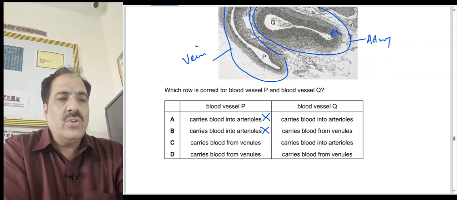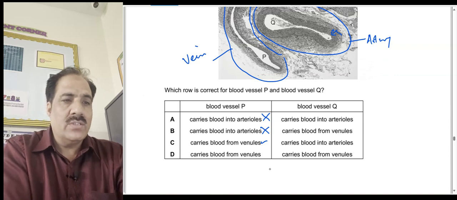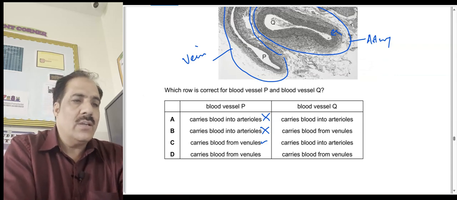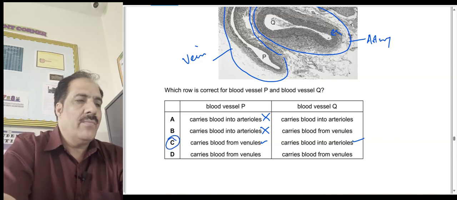Now blood vessel Q, it carries blood into the arterioles. Yes, arteries supply blood to the arterioles. This is also correct. So option C is the correct answer. Now moving to question number 35.